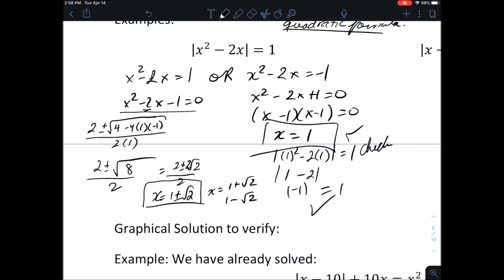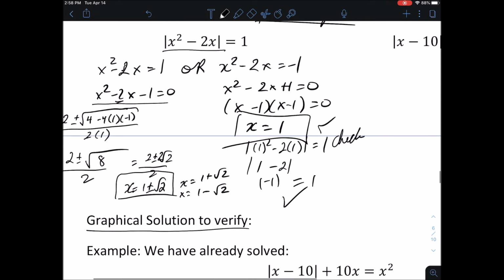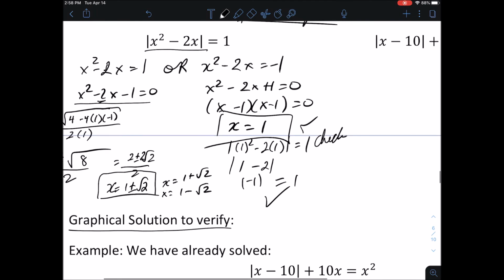So these two answers here, remember this is x equals 1 plus root 2 and 1 minus root 2, are a little bit harder to check by putting them into here. So one trick I have is graphing to verify. So what I'm going to do is graph this as my y1. So remember x squared minus 2x.